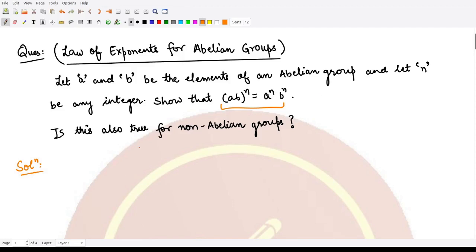Also, they are asking, is it true that if we take any non-abelian group, then also we have this condition or this property or not? So let's look at the proof of this result first.